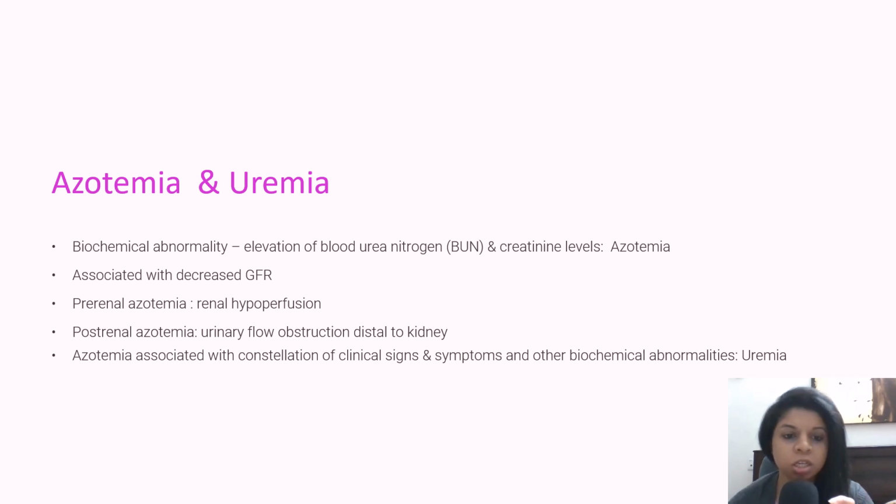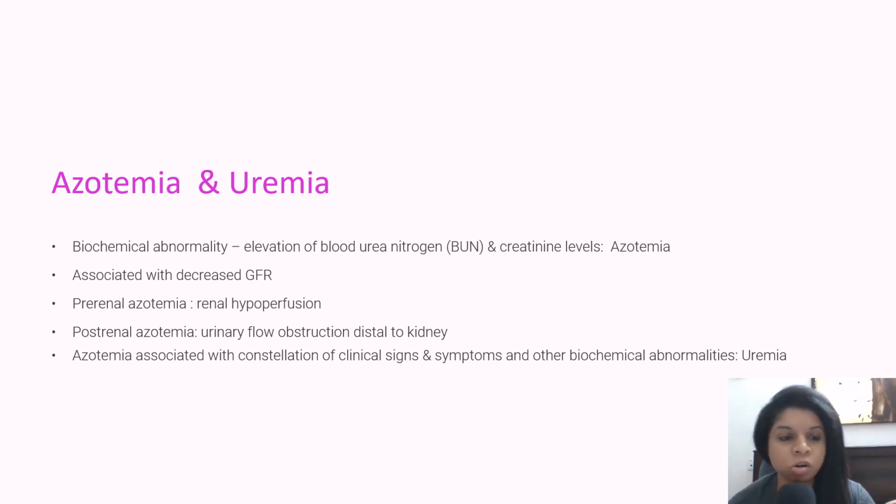It is associated with decreased GFR. That is, you know that glomerular filtration rate, the functional component of the kidney, is measured by GFR. Okay, so when GFR is reduced, that means kidney is functioning less. But to measure GFR is a little difficult. An easier method is to measure blood urea nitrogen and creatinine level. So azotemia is a better and easier clinically accessible parameter.